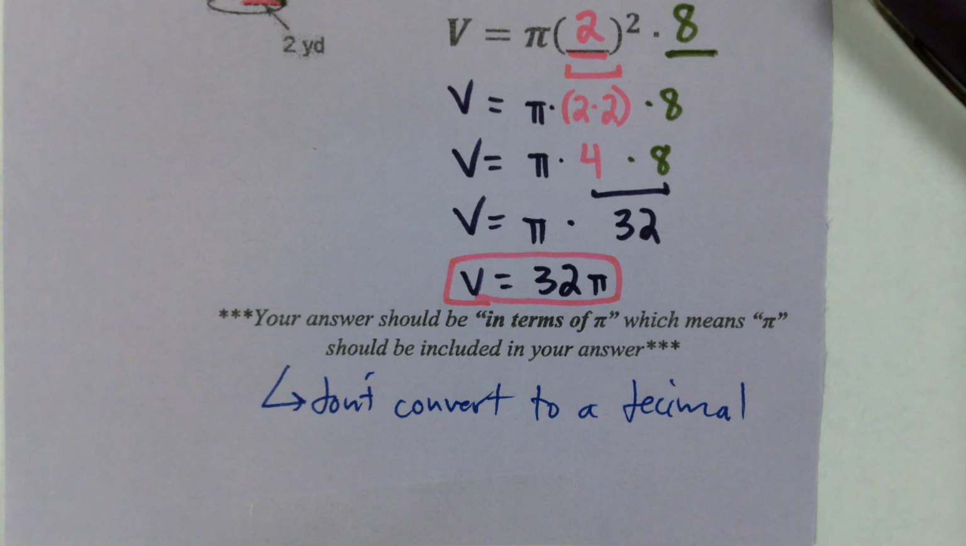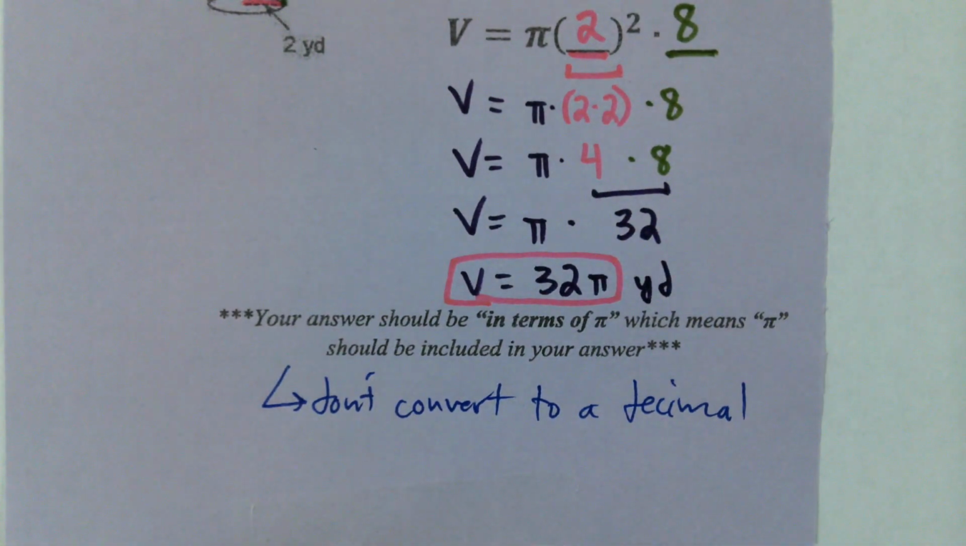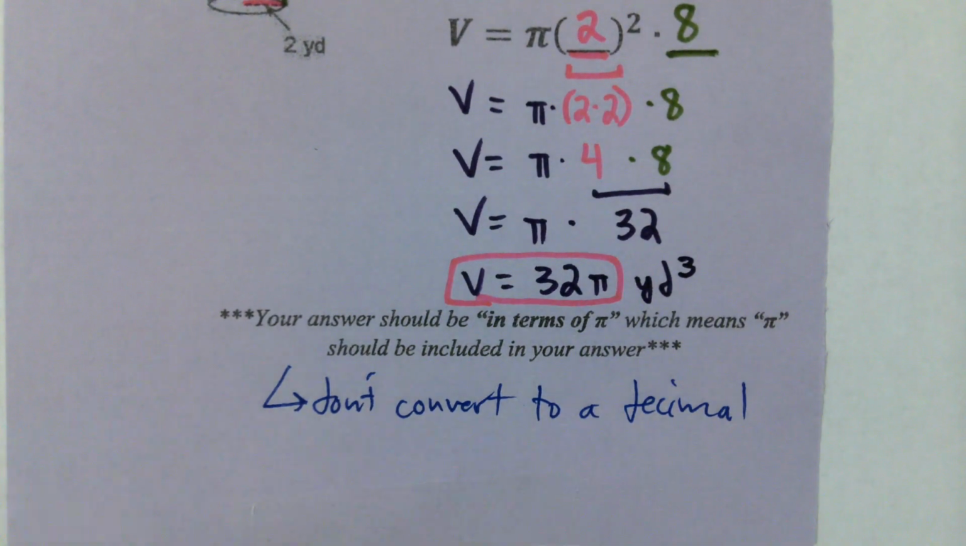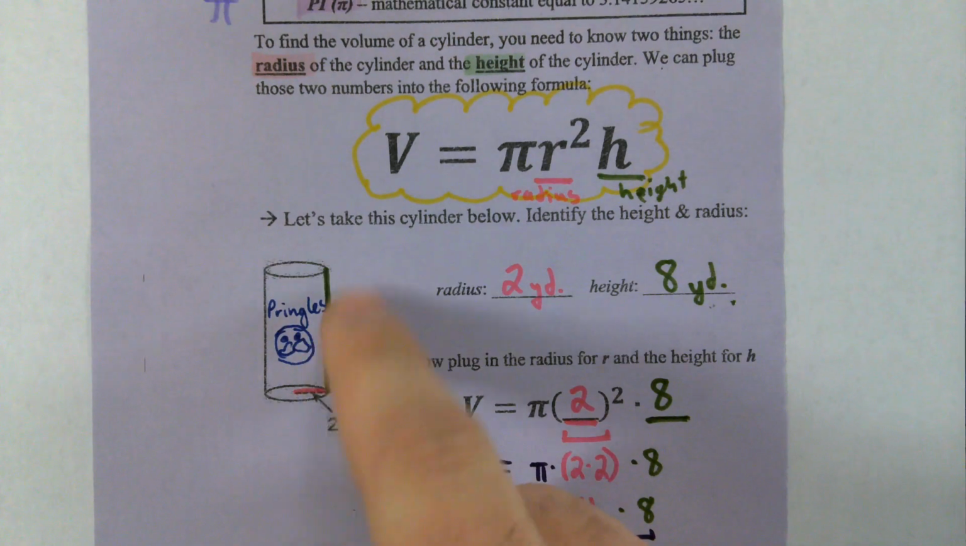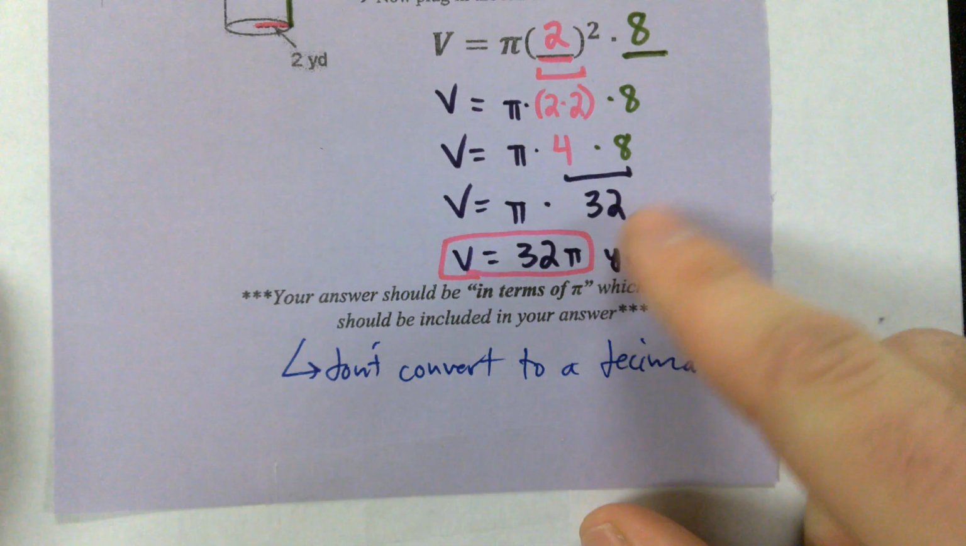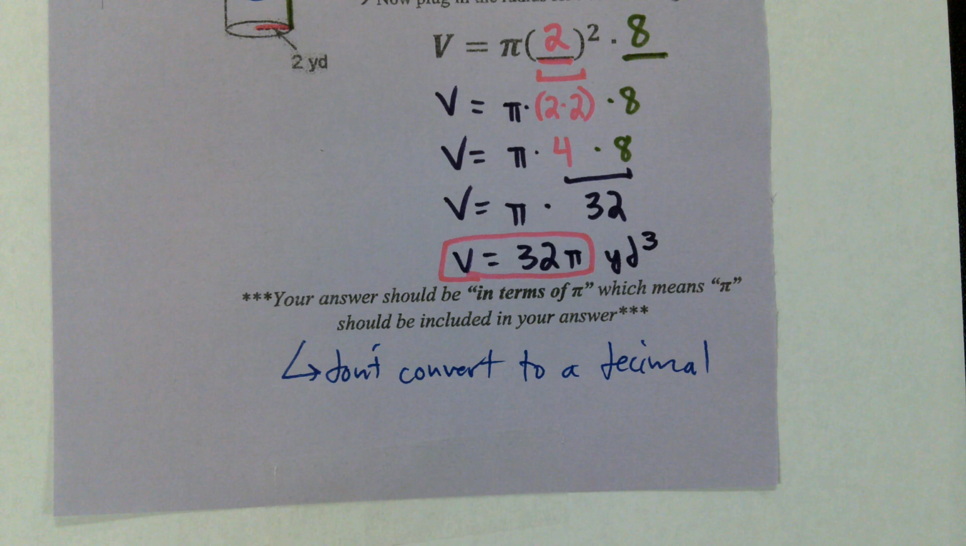Now, we need units here, don't we? We definitely need units. What are my units going to be? Yards. Have you guys ever learned about volume before? Is this the first you're hearing? It's not going to be yards squared. It's going to be yards cubed. Exactly. Take a look at this shape. How many dimensions does this shape have? 3. It's a 3-dimensional shape. So our units have to have a 3 on them. 32 pi yards cubed. Or you could technically say 32 pi cubic yards.